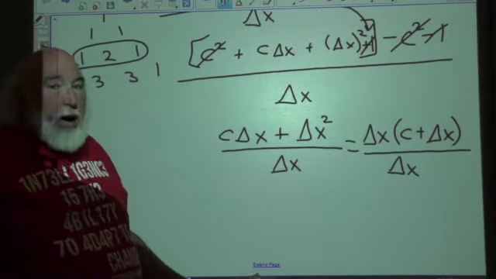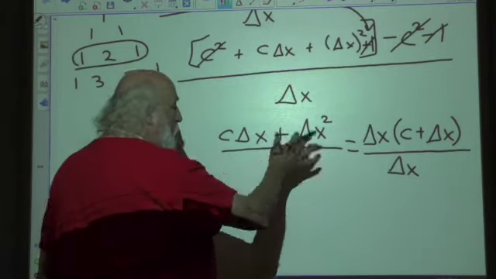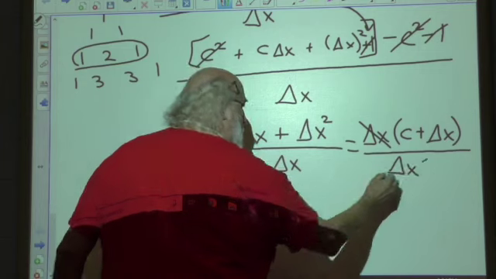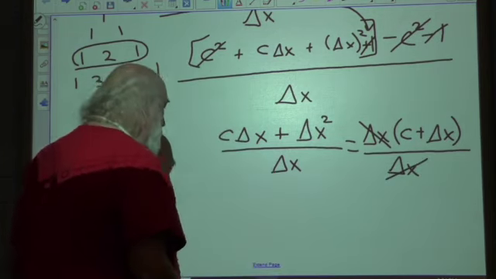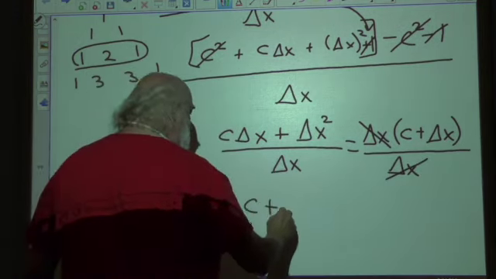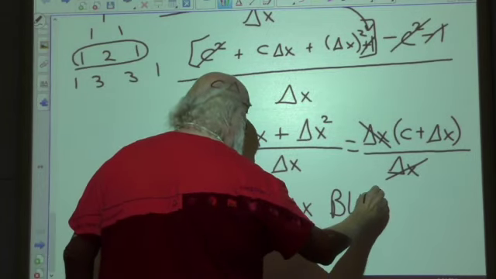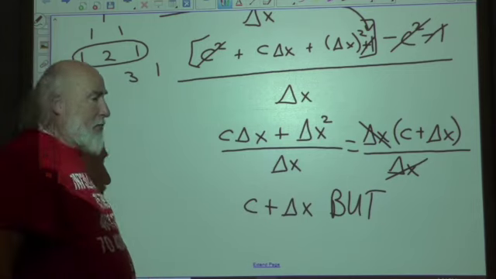And of course, now we can cancel out. We couldn't before without it being shown that it's factored out of there. That cancels out there, that cancels out there. That leaves me c plus delta x. But there's always that big but.